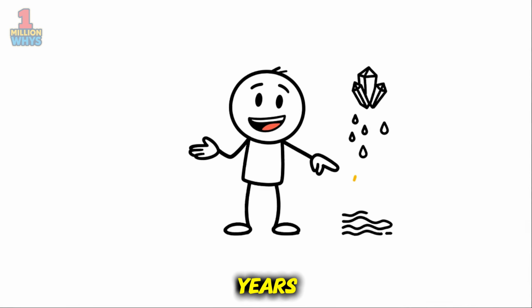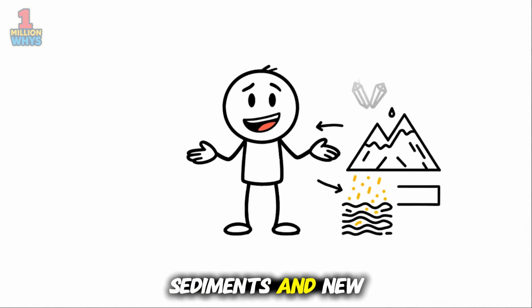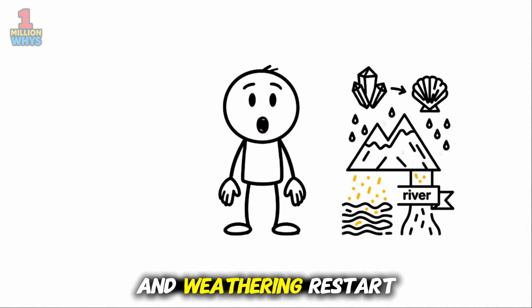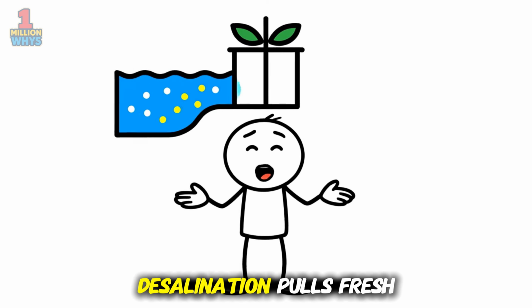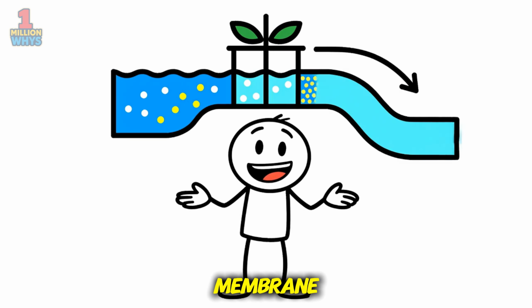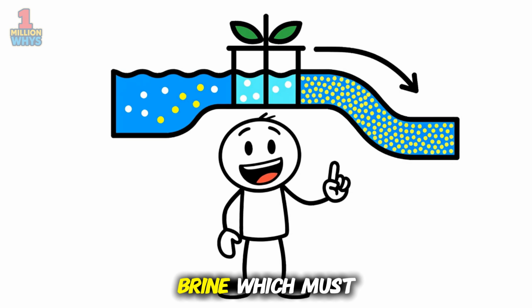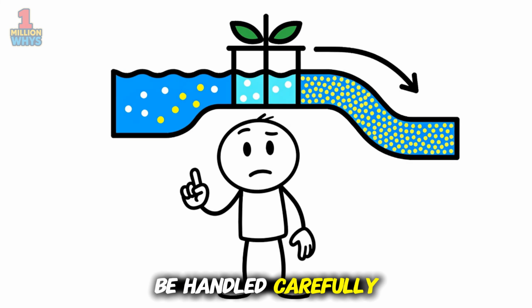Over millions of years, salts lock into sediments and new rocks. Uplift and weathering restart the journey back to rivers. Desalination pulls fresh water through a membrane. Salts collect in brine, which must be handled carefully.